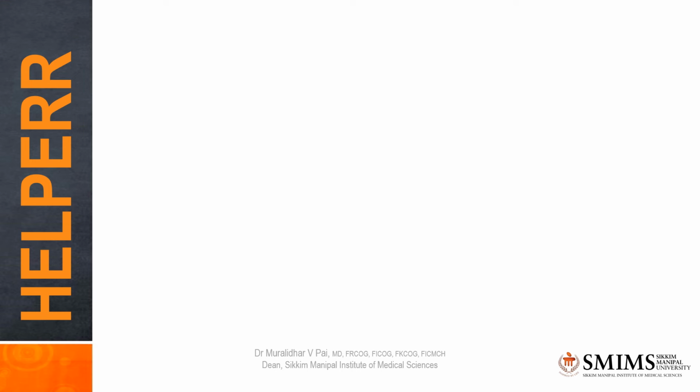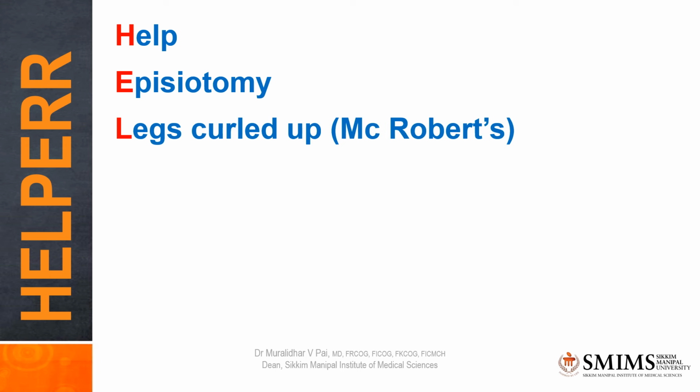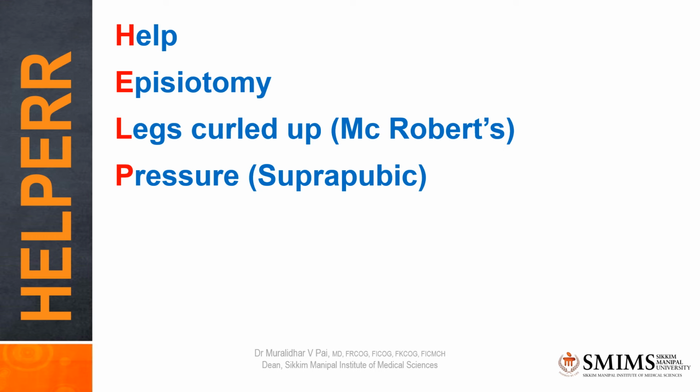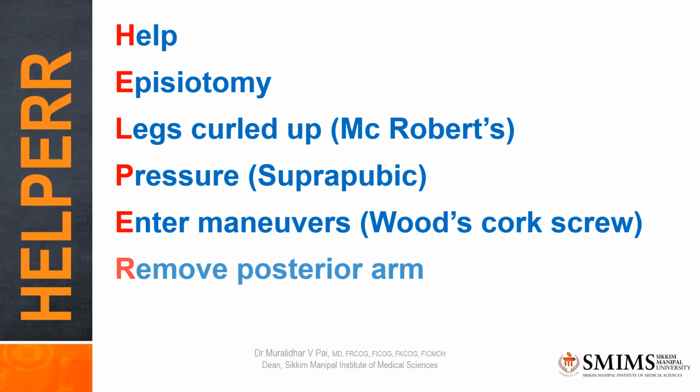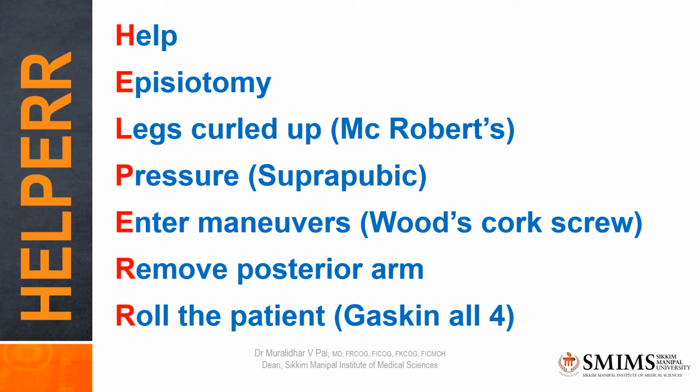Ending the presentation with a mnemonic called HELPER, wherein H stands for calling for help, E stands for episiotomy, L for legs curled up, that is McRoberts maneuver, P for pressure, suprapubic pressure, E for enter maneuvers like Wood's corkscrew maneuver, R for removal of the posterior arm first, another R for roll the patient, that is Gaskin all four.